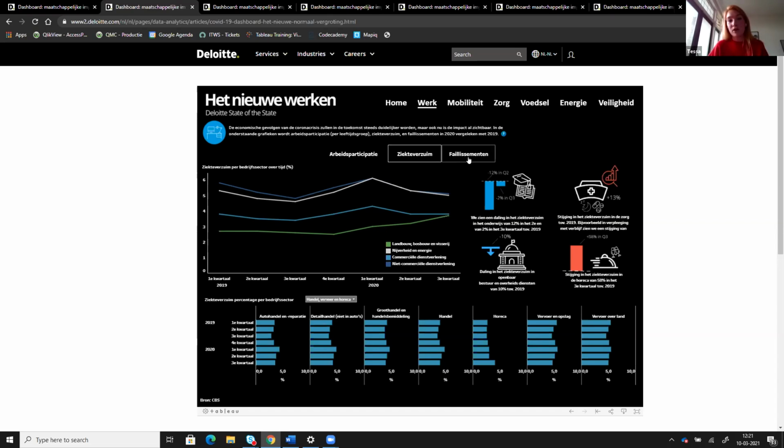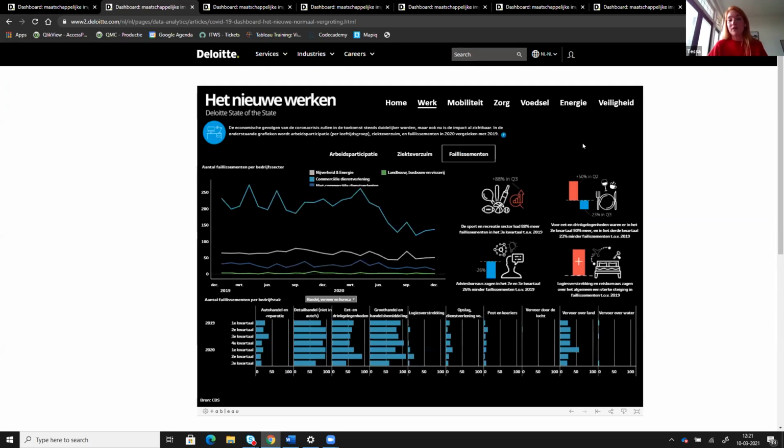So we did the same for bankruptcies, because we all think that a lot of businesses are having a hard time, which is absolutely true. We saw that there were fewer bankruptcies in 2020 than in 2019. That was a really beautiful insight.